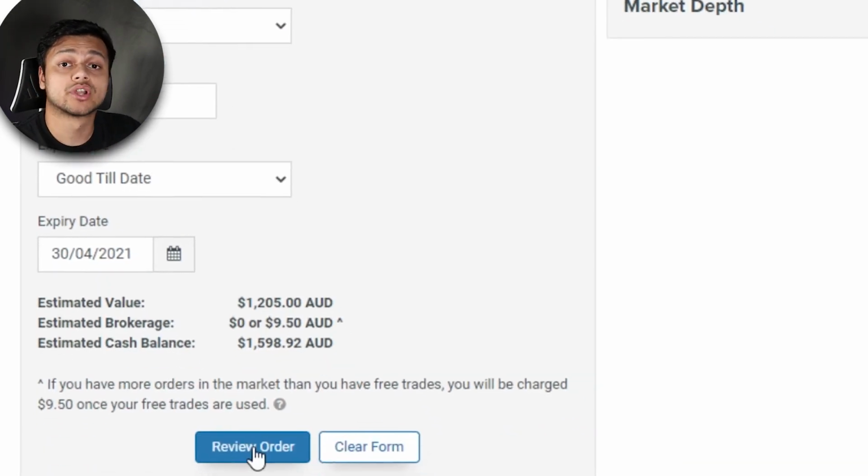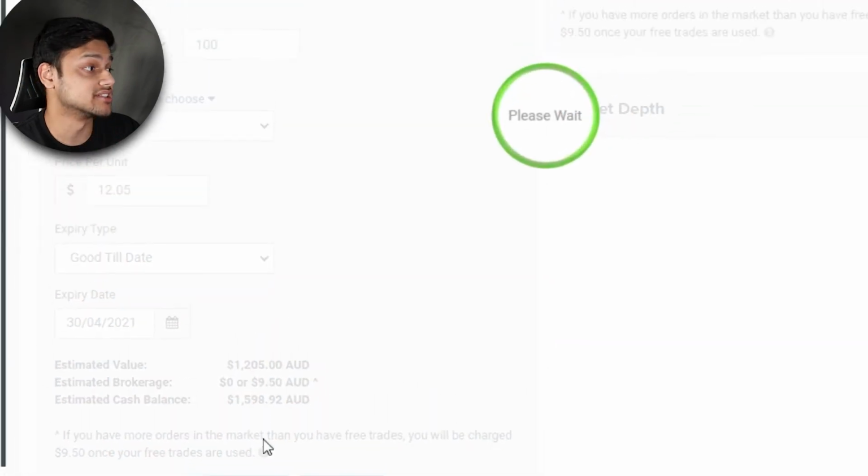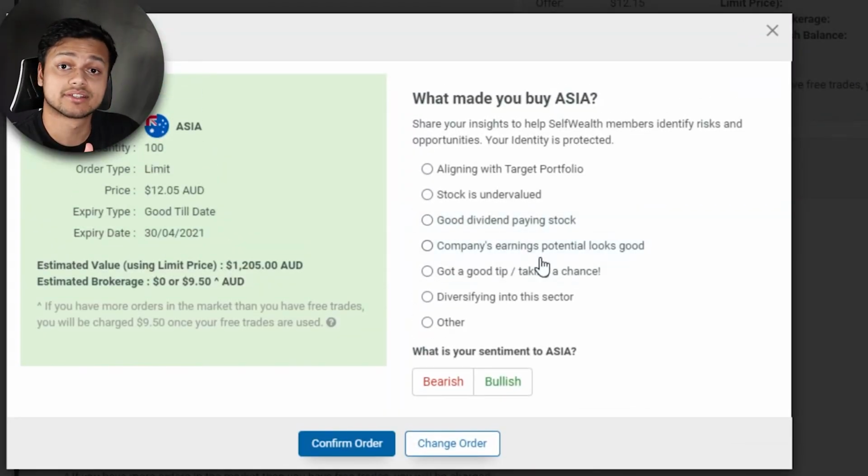So when you're happy with your order, you can click review order to just check the details to make sure that everything is correct. And I think this screen is pretty good because it essentially summarizes everything for you to make sure that you can double check it. So hopefully that was a useful tutorial for you guys.